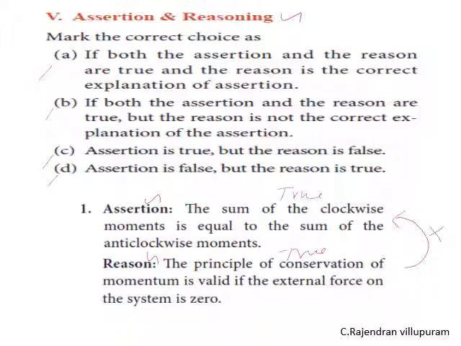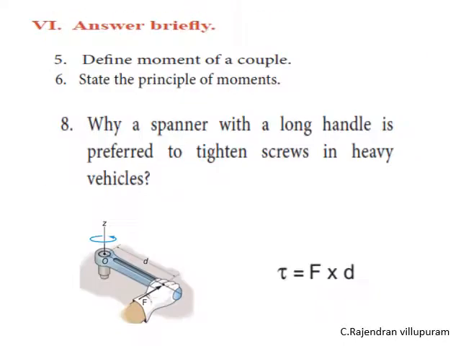So option B is given. That means both the assertion and reason are true, but the reason is not the correct explanation of the assertion. So this was the answer.